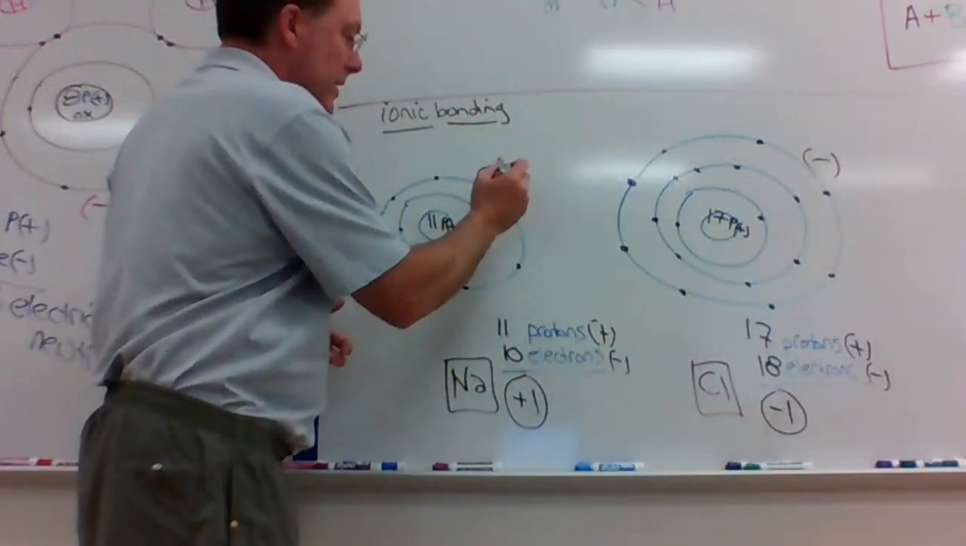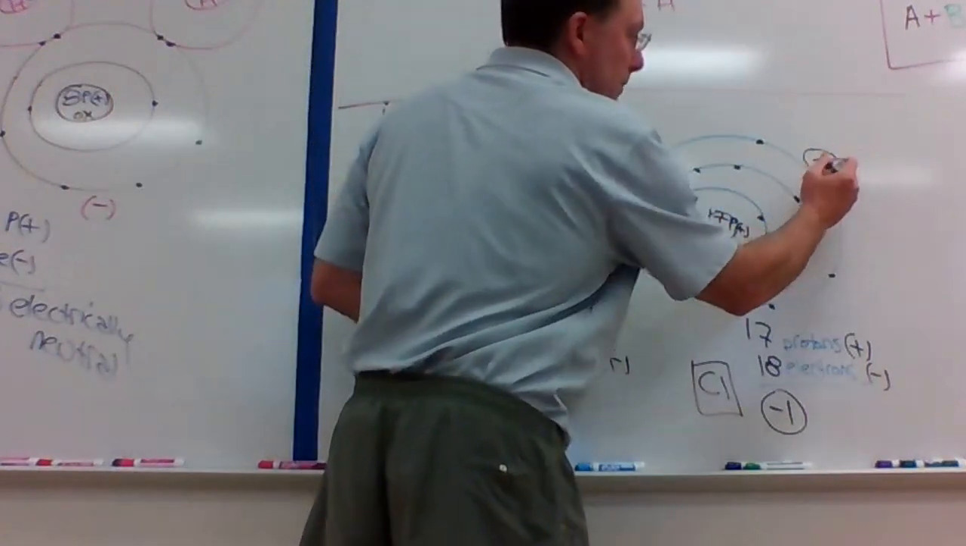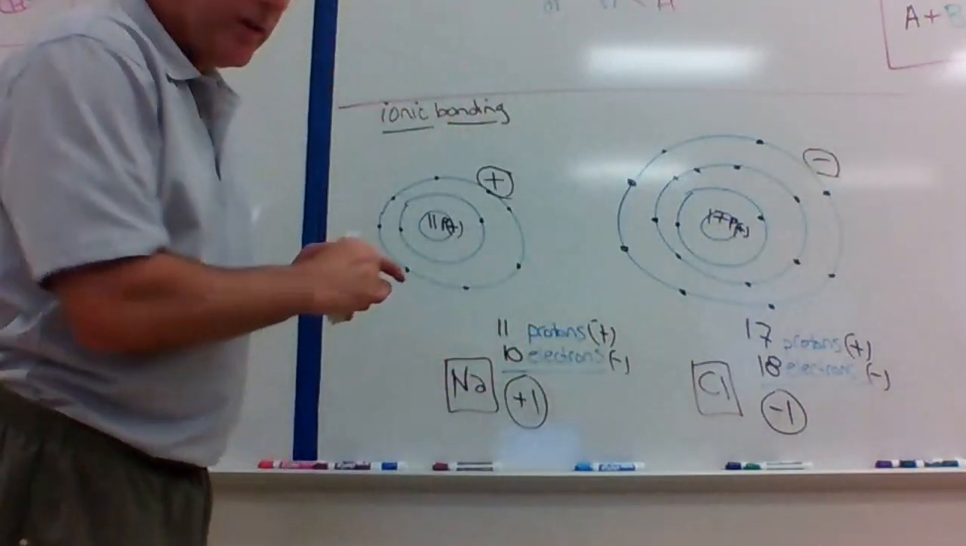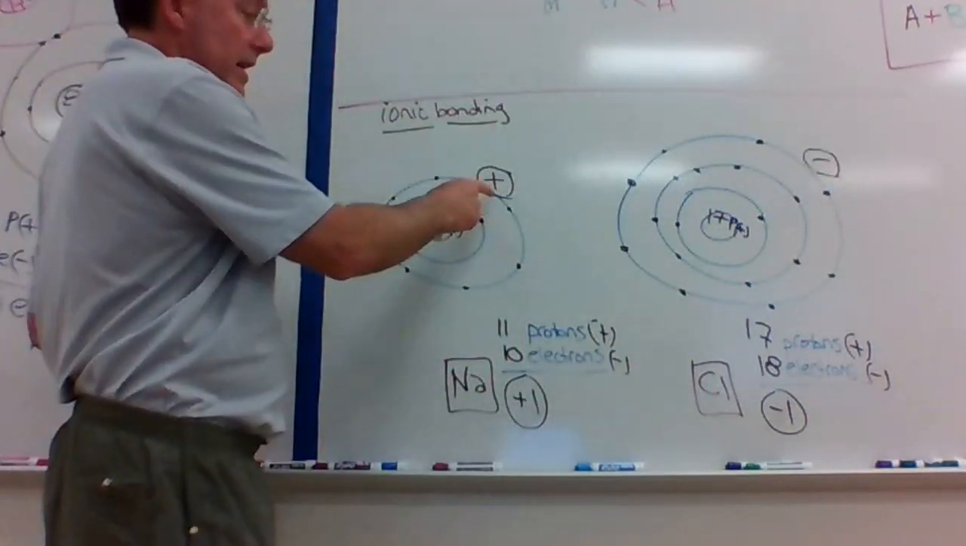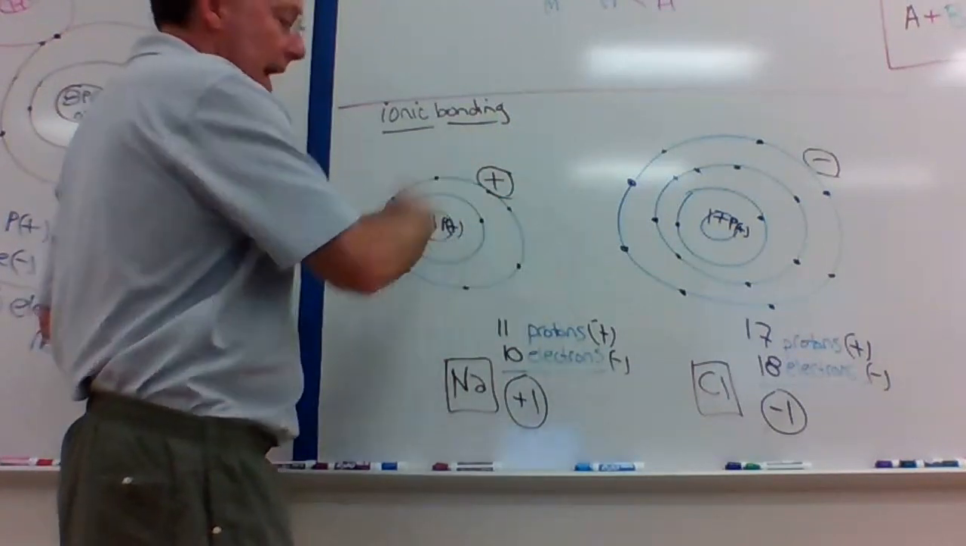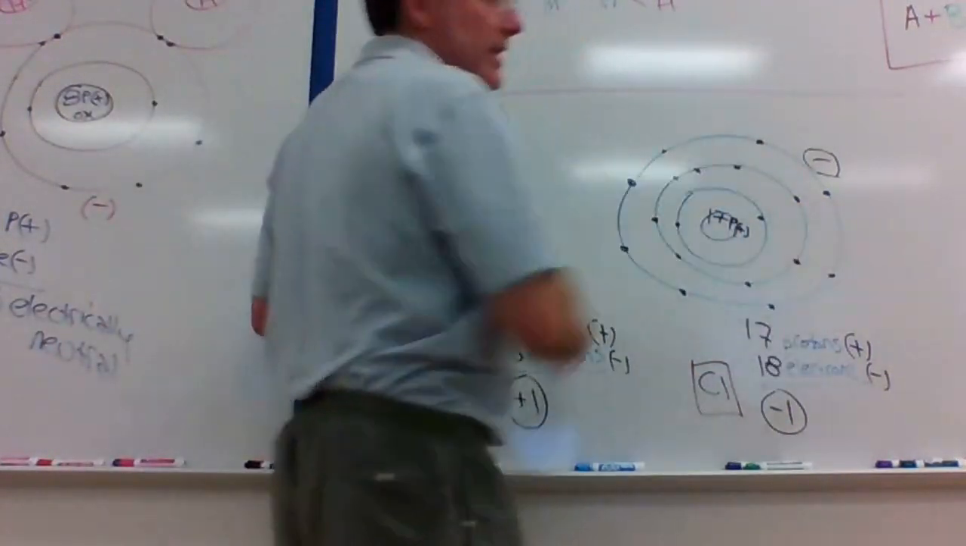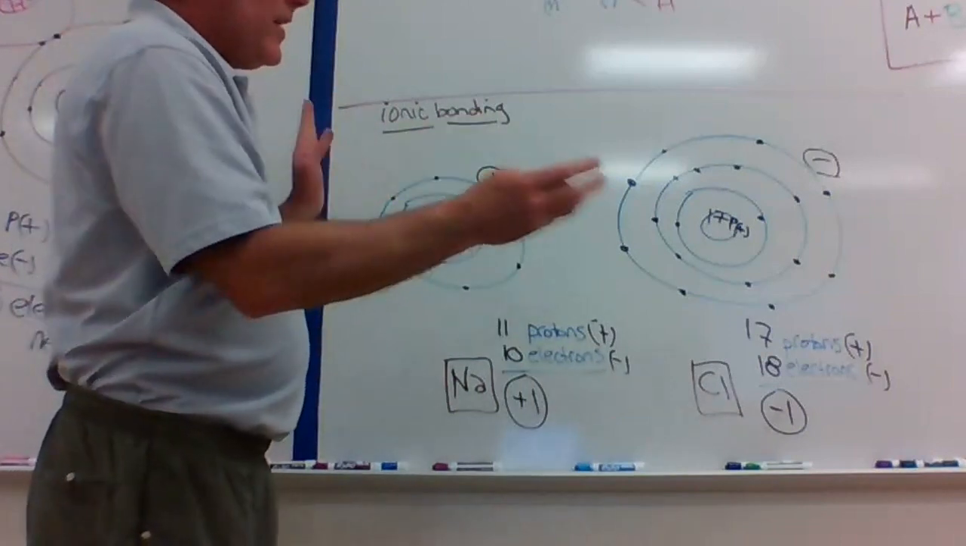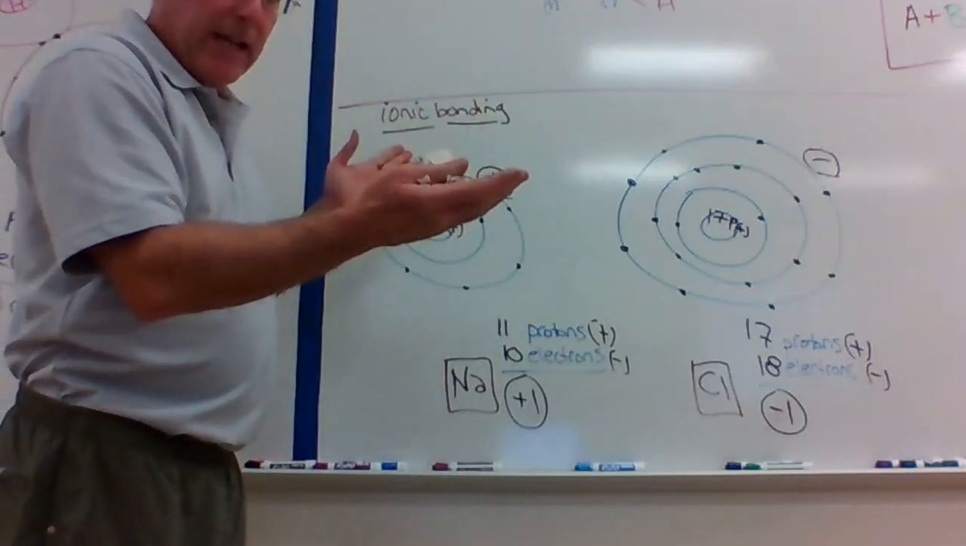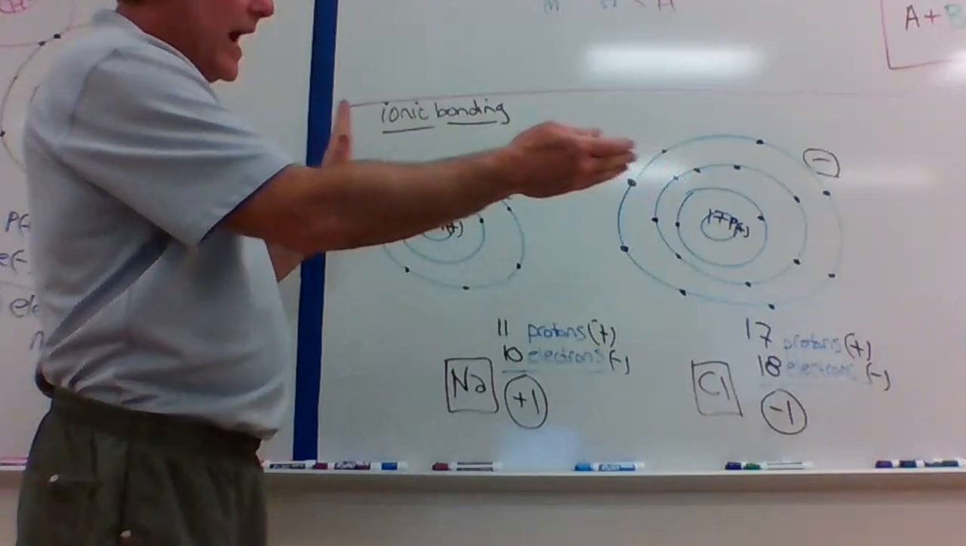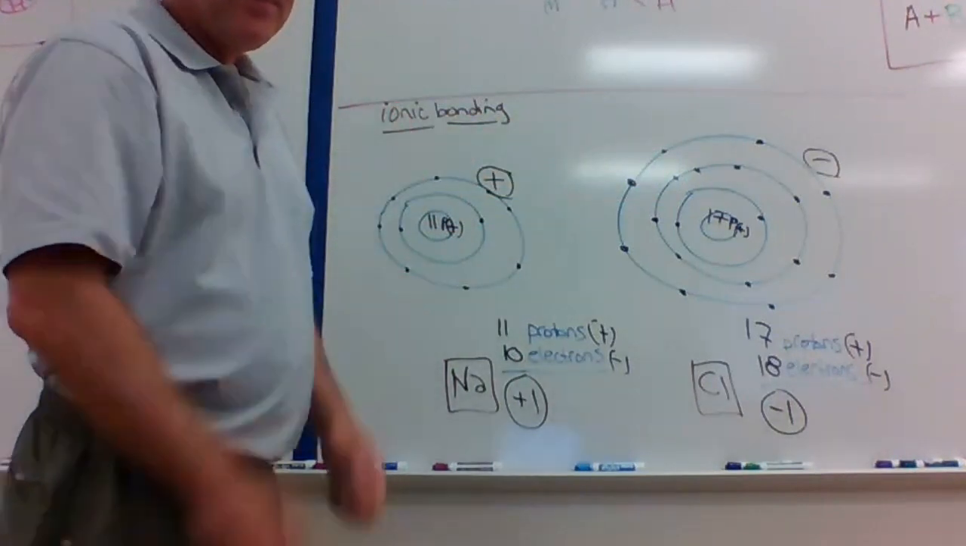You know what, I'll just circle this because I don't want you to confuse it with the partial positive and negative charges earlier. So I'm just circling. So this has a positive charge, this atom does now. This atom now has a negative charge. Do negative and positives attract in nature? And the answer is yes.